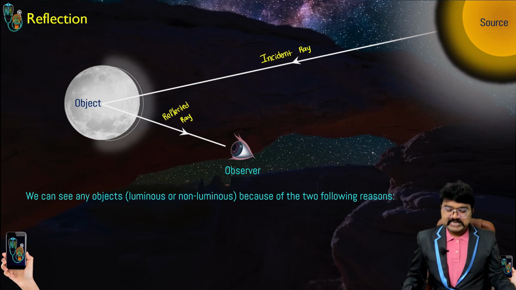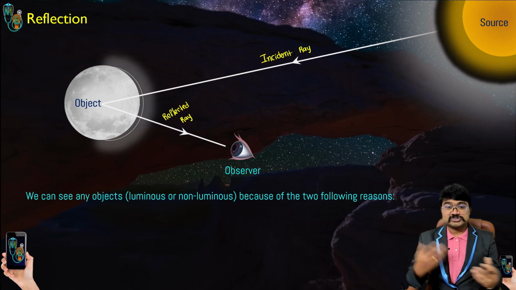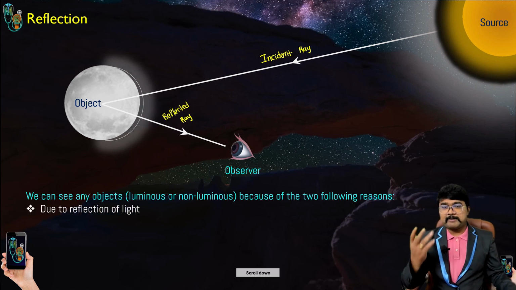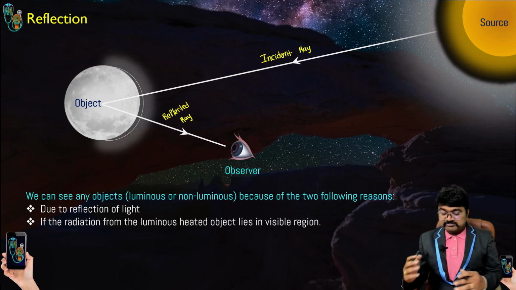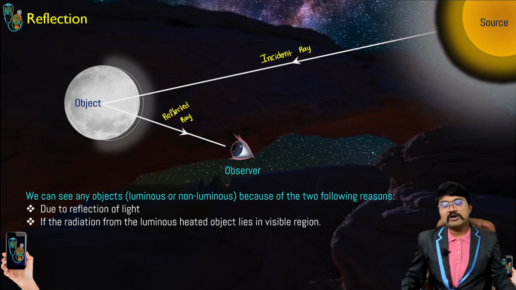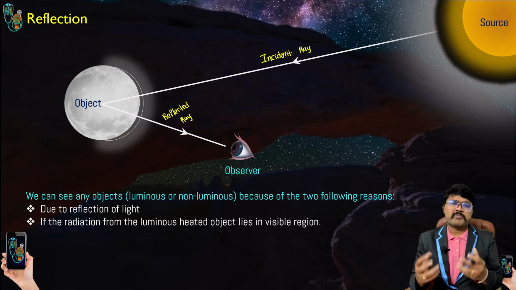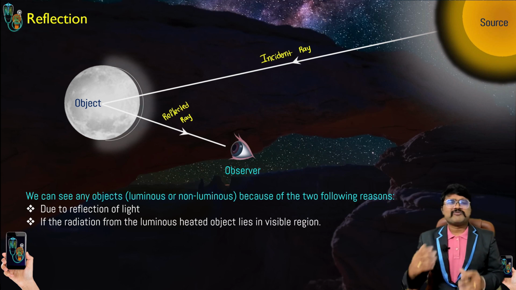See this, we can see any object, whether luminous or non-luminous, because of the following reasons. The main reason is reflection. Due to reflection of light, and also if the radiation from a luminous heated object lies in the visible region. Every body emits radiation; if that radiation is within the visible region, you are able to see the objects. That part we can discuss in the chapter on radiation. For the time being, we need to talk about reflection.